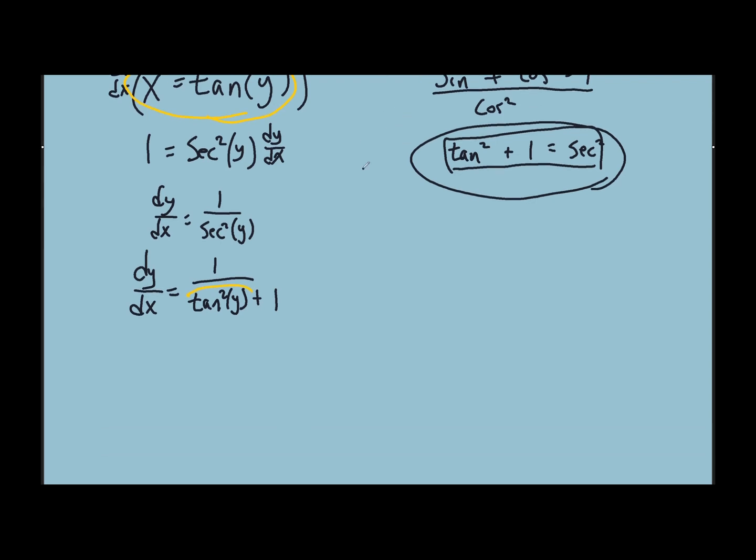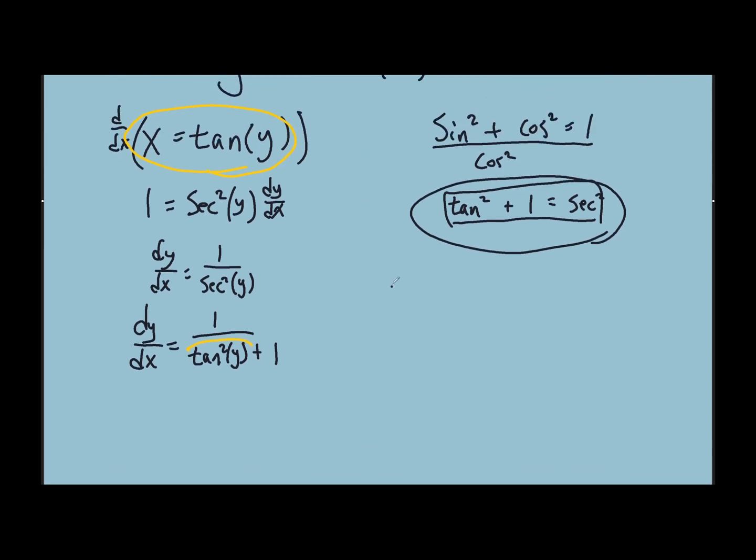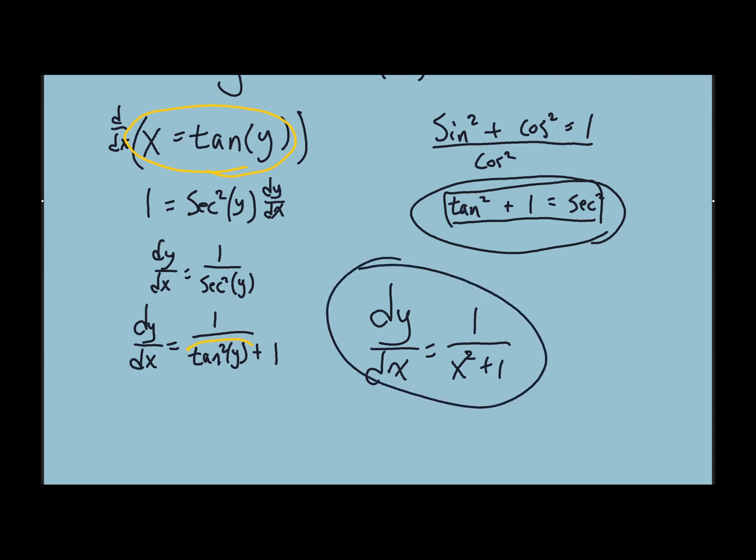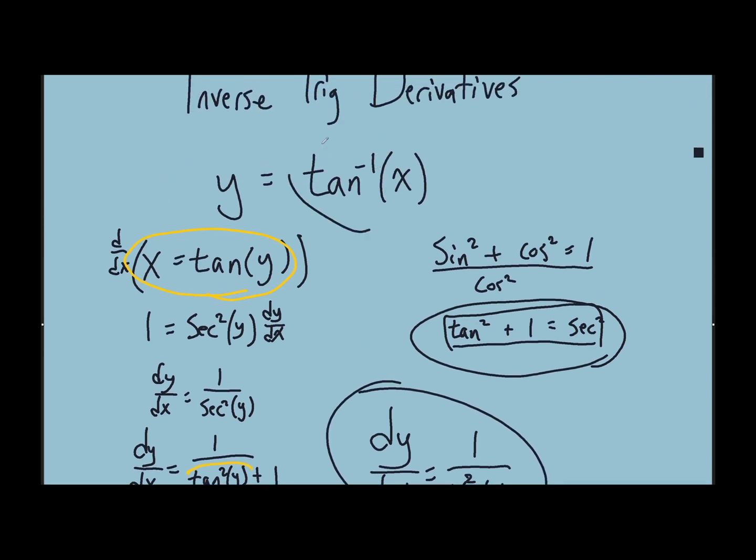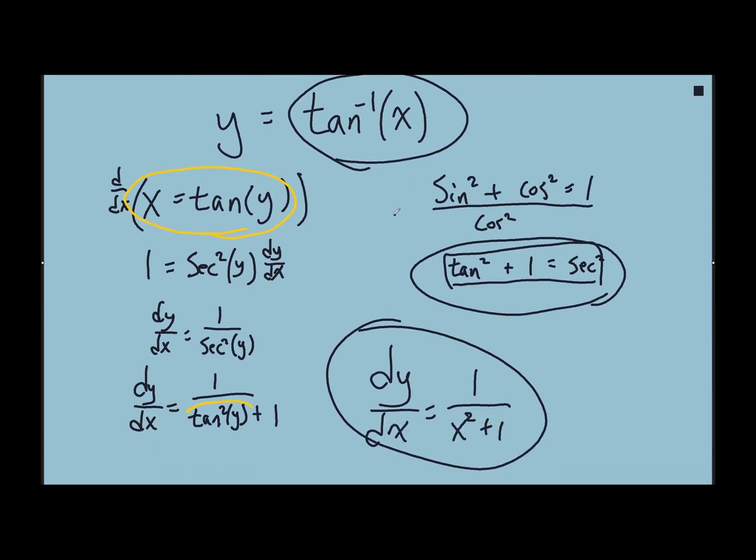So I can come down here and I can say, I'll write it in bigger letters over here, dy dx equals 1 over x squared plus 1. And since that's what dy dx is, that's also the derivative of arctangent. So the derivative of arctangent is 1 over x squared plus 1. Problem solved.